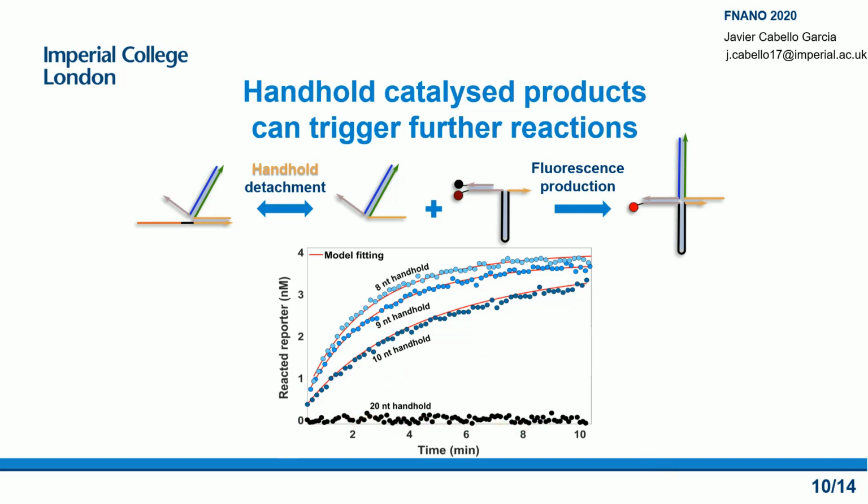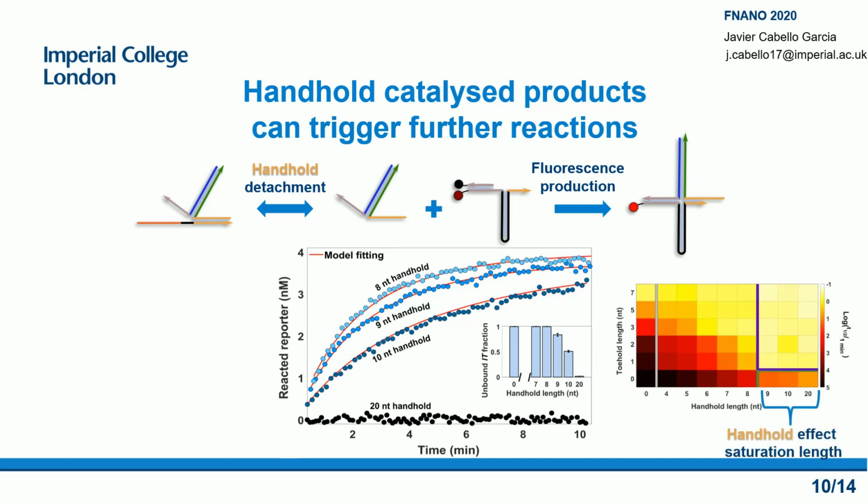We use the trajectories to fit an estimated equilibrium constant between attached and detached products as a function of handhold length. And we confirm that for handholds longer than 8 nucleotides, the handhold binding becomes so stable that the 3-strand complexes become more prevalent. These results agree with the saturation length that we observed during the rate characterization.